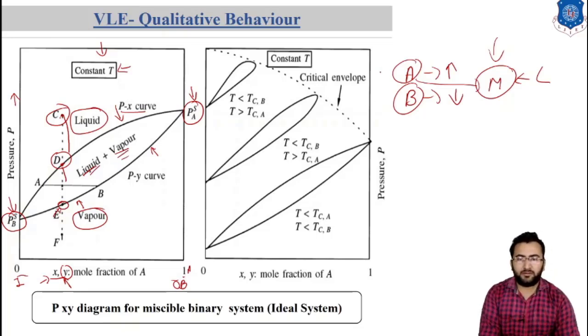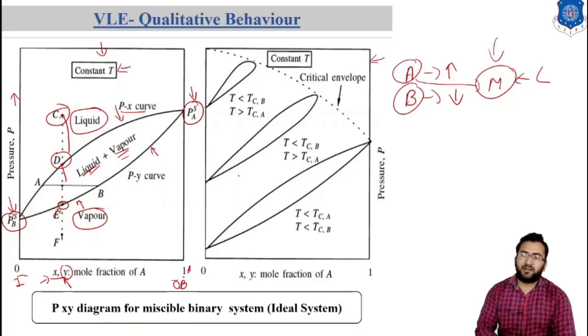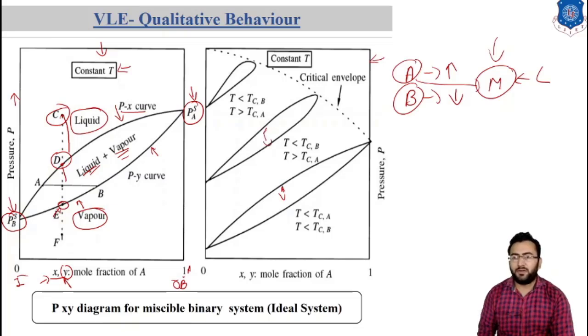And this graph shows the effect of temperature on pressure, as discussed in the TXY diagram. Similarly, for the PXY diagram, if we increase the pressure, the gap between the bubble point curve and the dew point curve will decrease. So we can say that the volatility of the component will decrease.